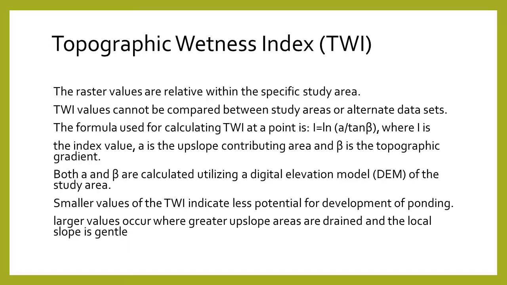Topographic wetness index is just like this text here says, if you take the time to read it, and you can see what it is. The thing that you need to pay attention to here is it's an index model, and TWI at any given point is I, or the index value, equals the ln of A divided by tangent B, where I is the index value, A is the upslope contributing area, or the flow accumulation raster, and B is the topographic gradient, or the slope.